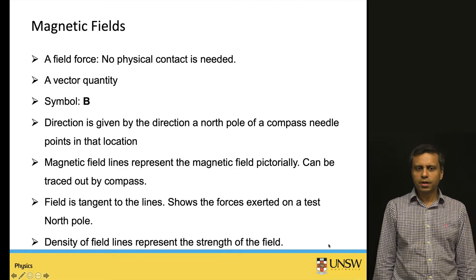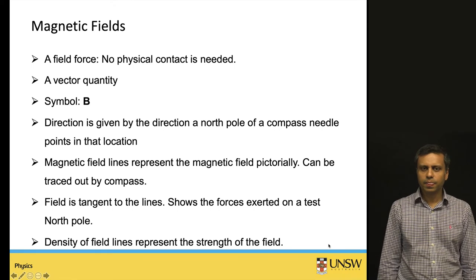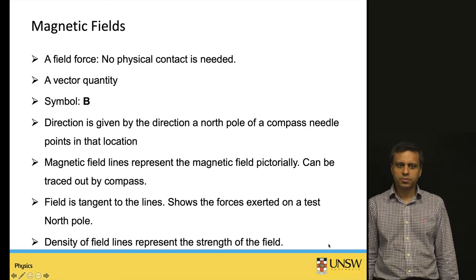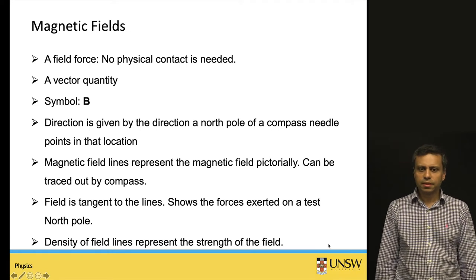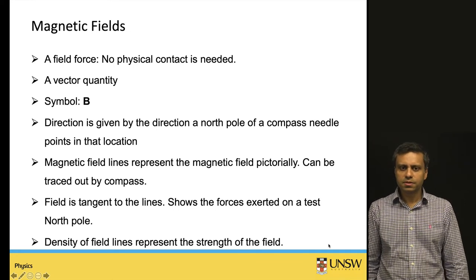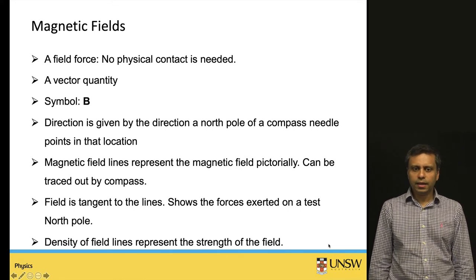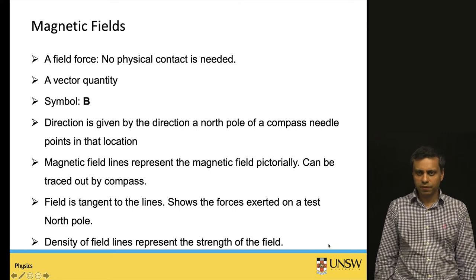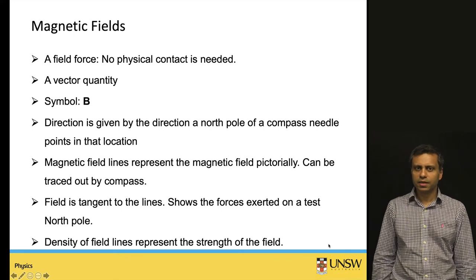So we frequently use magnetic field lines to represent magnetic fields pictorially, and you can use a compass needle to trace out these magnetic field lines, as we will soon see in the next slide. The magnetic field is always tangent to these field lines. The magnetic field lines basically show the magnetic force exerted on a test north pole. And the density of these field lines represents the strength of the magnetic field. So if there are more of these field lines within a certain area, then the magnetic field is stronger there.